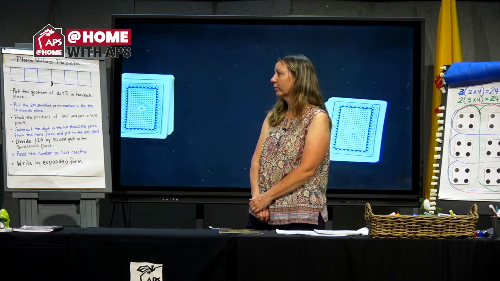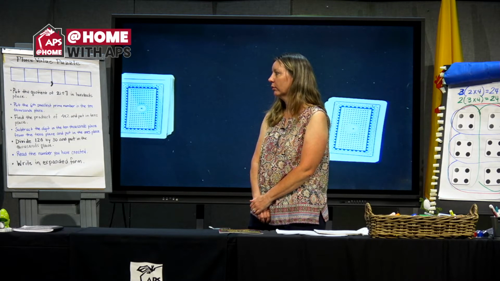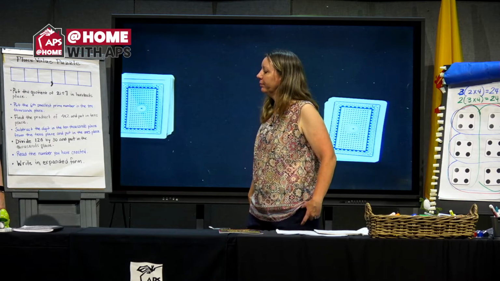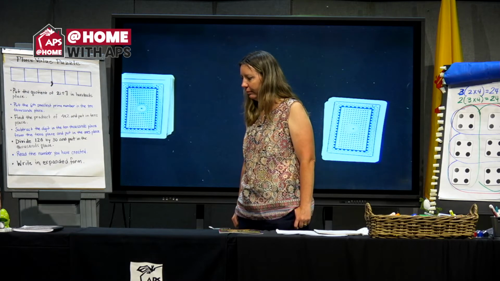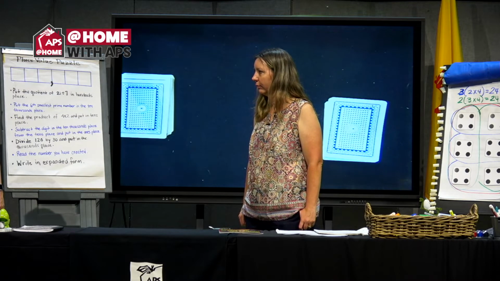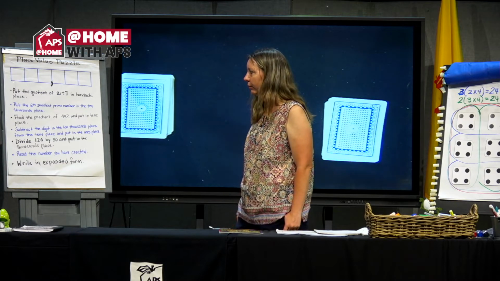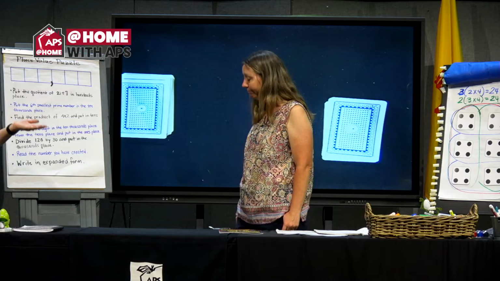You want to take out the jokers, and you also want to take out the kings. Your aces are going to be worth 1, your jacks are going to be worth 11, and your queens are going to be worth 12. So we're doing multiplication anywhere from our 1s all the way up to our 12s.